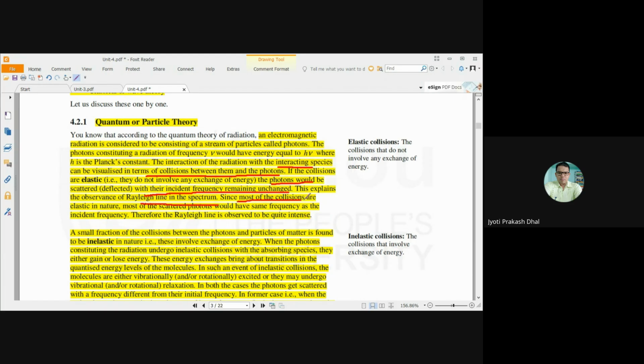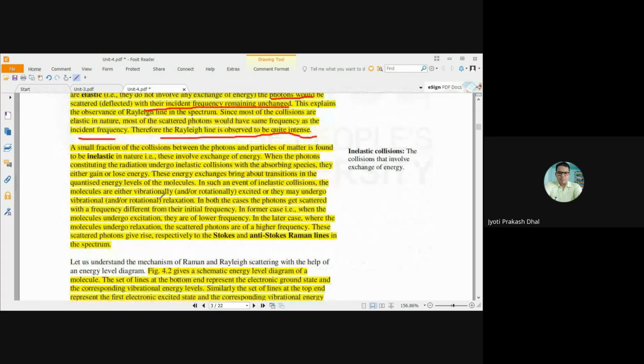Since most of the collisions are elastic in nature, most of the scattered photons would have the same frequency as that of the incident frequency. Therefore, the Rayleigh lines observed are quite intense. Next, a small fraction of the collisions between the photons and the matter is found to be inelastic in nature. If the collision between the incident electromagnetic radiation and the particle is inelastic, then this involves exchange of energy.